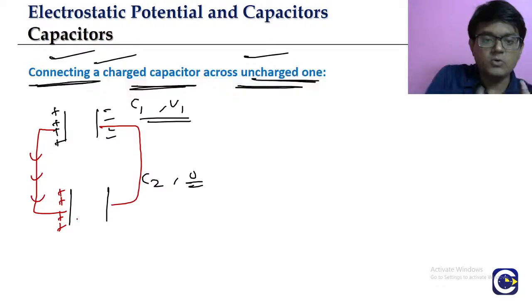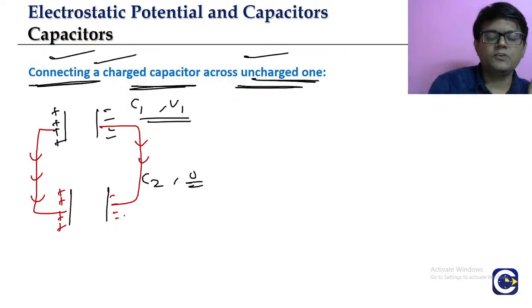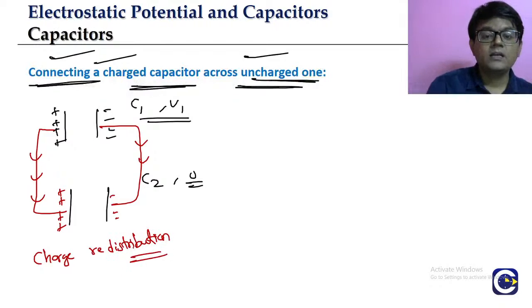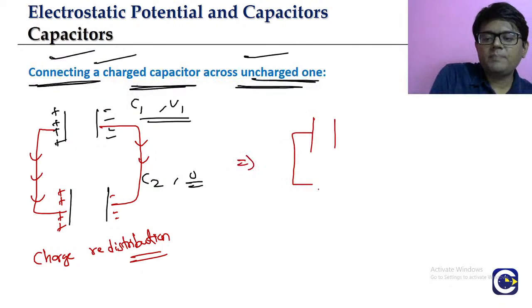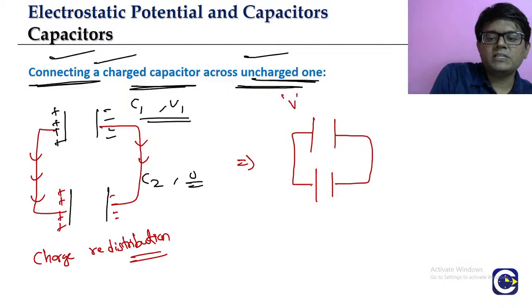Not fully, but some amount. அந்த மாதிரி இங்கல இருந்து negative charge will come onto this plate, which means what? There will be charge redistribution. அப்படி சொல்லலாமா? What is going to happen? Charge redistribution. Till when? Till both the capacitors reach common potential difference.